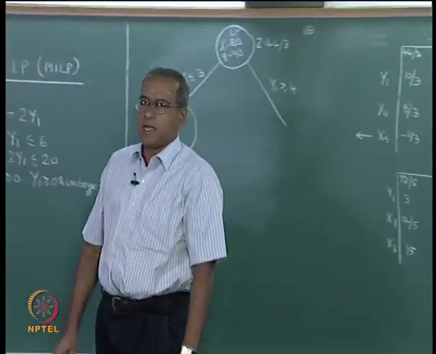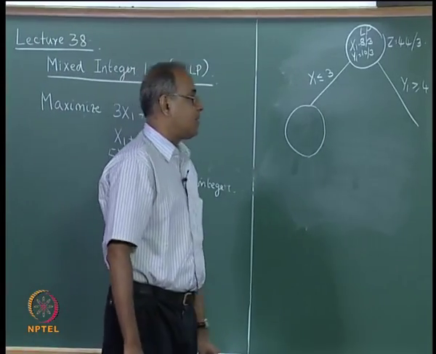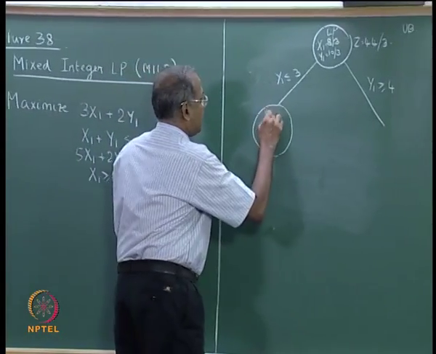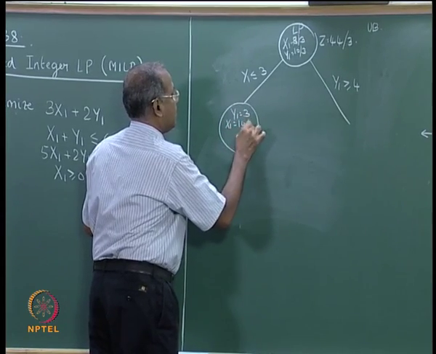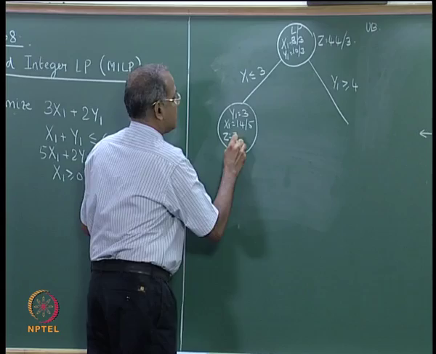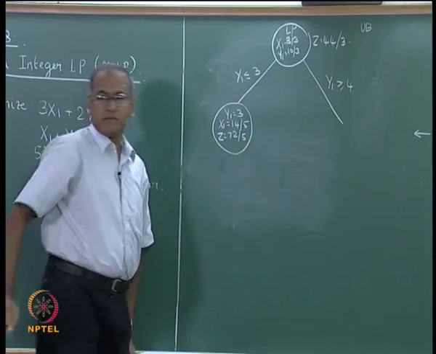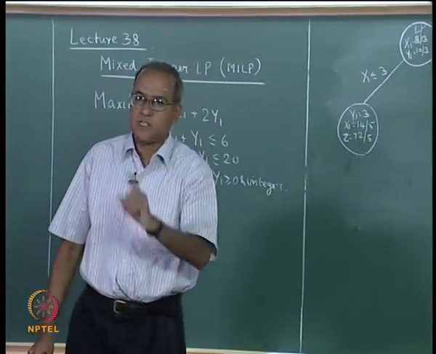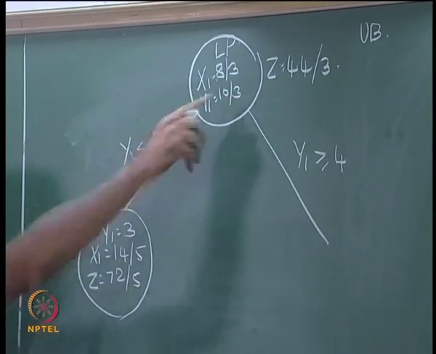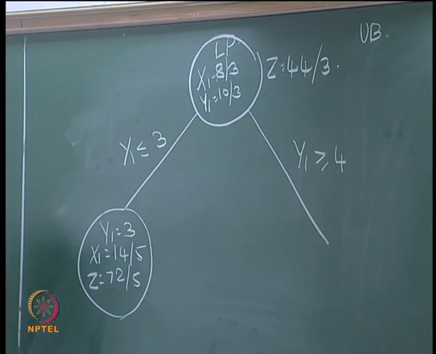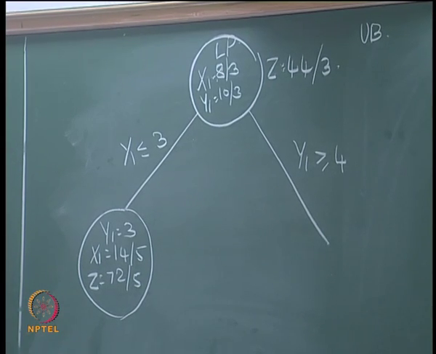So, this gives us an LP optimum with y1 equal to 3, x1 equal to 14 by 5, z equal to 72 by 5. So, the first thing we observe is the objective function value has come down. 44 by 3 is 14.666 and 72 by 5 is 14.4. So, the value has come down.